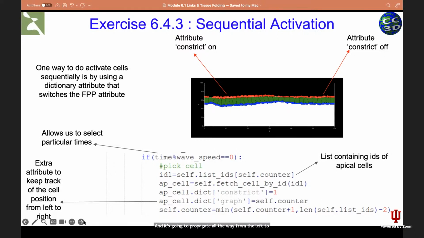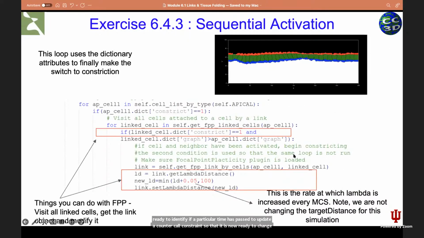So this is the part where we are using this parameter of wave speed to go over our list of all the apical cell IDs. And we're going to identify if a particular time has passed to update a counter called constrict so that it is now ready to change that focal point plasticity. And the actual modification is made in the next part of the code, where we are checking that if it has passed that parameter of wave speed and has now set the constriction parameter to 1, it's now ready to start constricting.